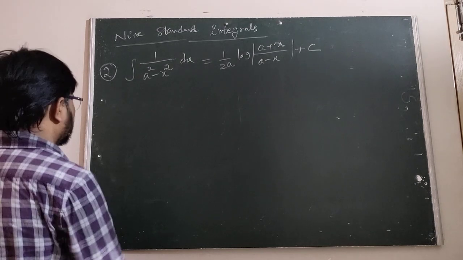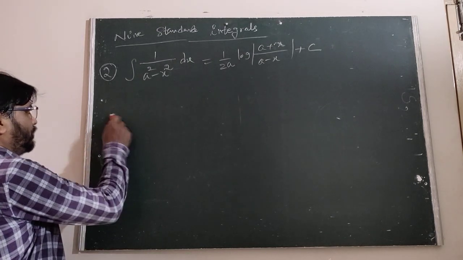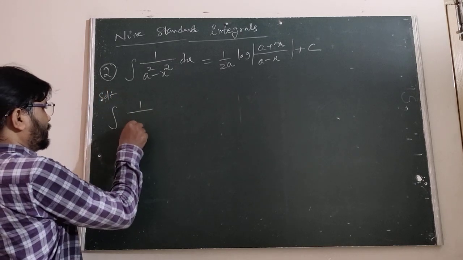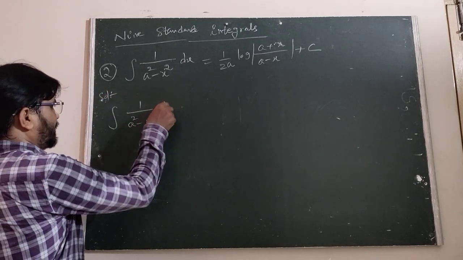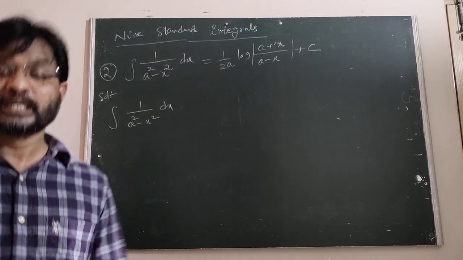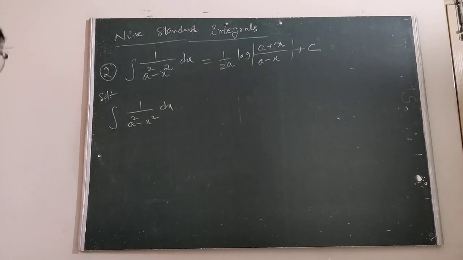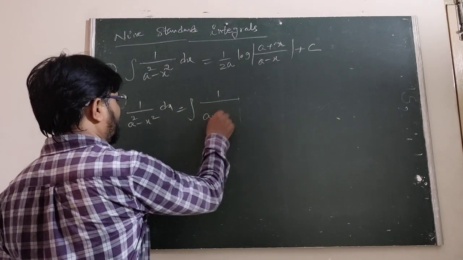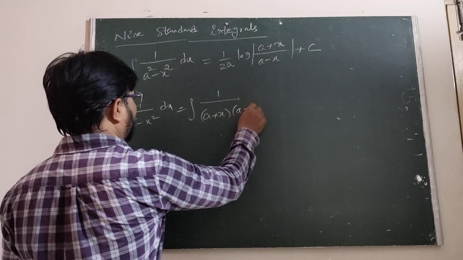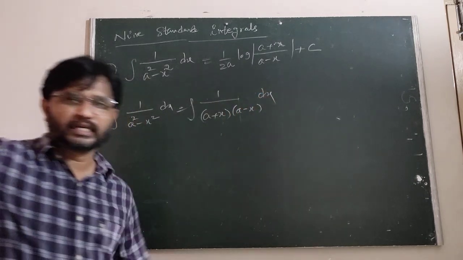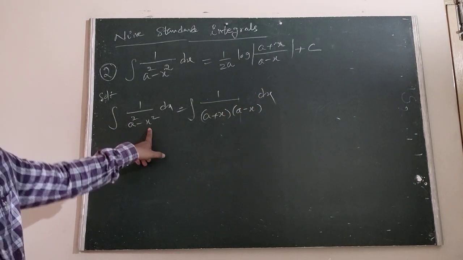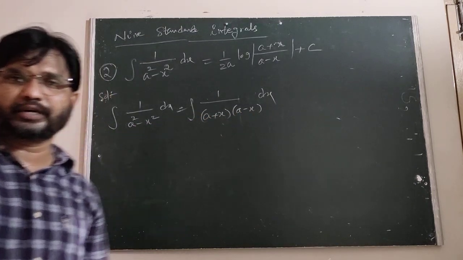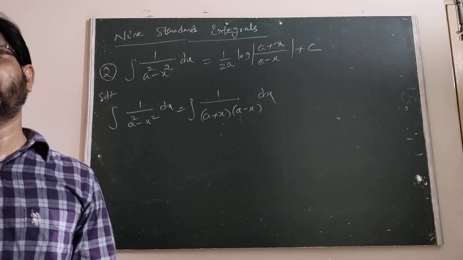How to derive this one? Now its solution is the integral of 1 by a squared minus x squared dx. We know that this is the integral of 1 by (a plus x) into (a minus x) dx. This is compared with a squared minus b squared, which is of the form (a plus b) into (a minus b).